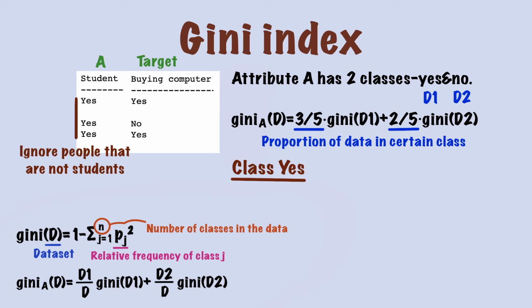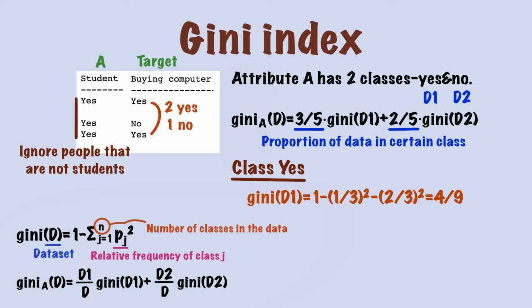Then, we first deal with class yes. When we want to find the Gini impurity of a certain class, we can totally ignore the data from other classes, so I erased the people that are not students. Next, we focus on the target attribute. In this case, we have 2 yes and 1 no, so it's not perfectly pure or impure. In fact, we have everything we need to calculate the Gini impurity of this class. Gini impurity of class yes is 1 minus (1/3) squared minus (2/3) squared, which is 4/9. Specifically, 1/3 is the proportion of data in class no in the target attribute, and 2/3 is the proportion of data in class yes in the target attribute.